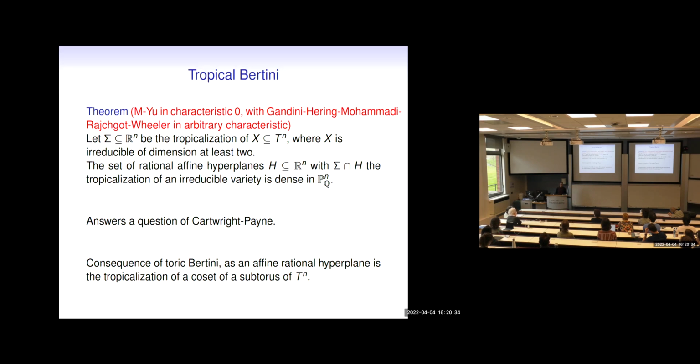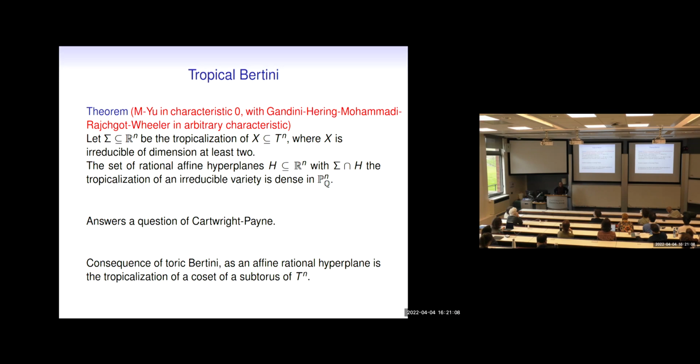And this answered a question of Cartwright and Payne. When they proved connectedness for tropical varieties, they needed to use the classical Bertini theorem. So they had to worry about intersecting sigma with the tropicalization of hyperplanes. And they asked, could we just use your usual hyperplanes instead of tropicalizations of hyperplanes? I'm saying that this is the case. And it's a consequence of the toric Bertini theorem because hyperplanes are tropicalizations of subtori.